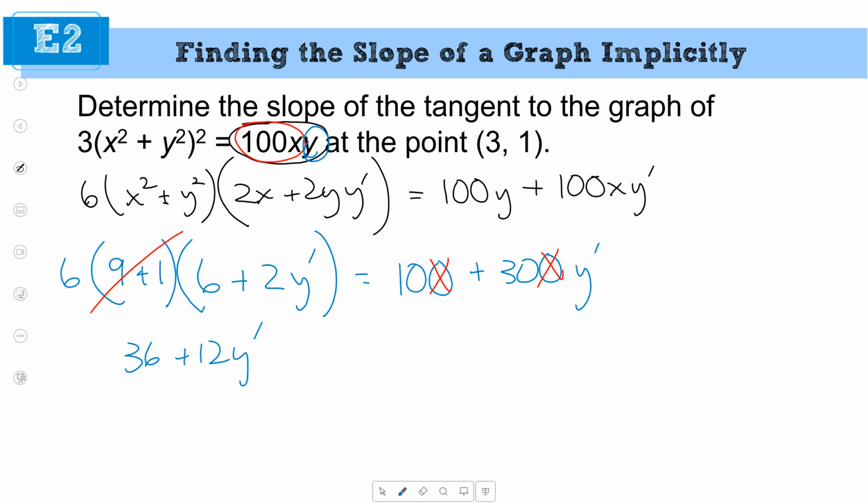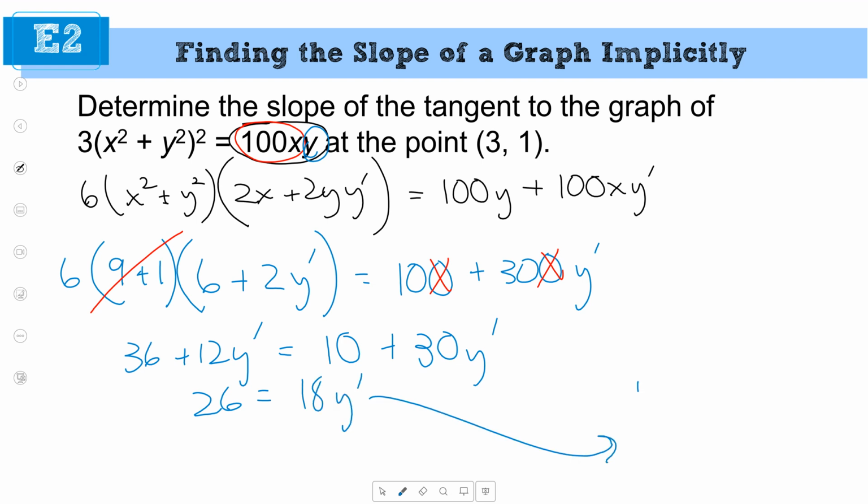36 plus 12y prime is equal to 100 plus 300y prime. Therefore, 260 is equal to 180y prime, so y prime is equal to 13/9. I hope I did my math right. You don't have to simplify it that way. You could take 9 plus 1 is 10 times 6 is 60, distribute the 60 to each of the terms and get 360 plus 120 y prime equals 100 plus 300 y prime. Solve it that way, that's okay. Regardless of how you attack it, you should get 13/9.